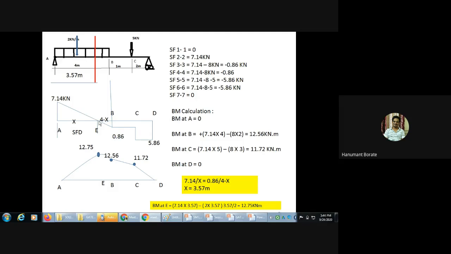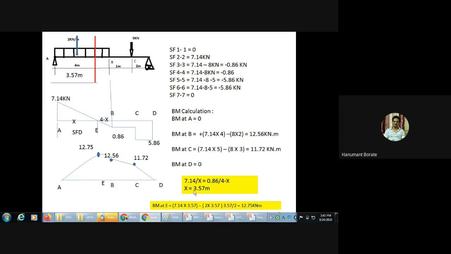If we solve by the similar triangle property, height by base: 7.14 is the height of the first triangle and the base is x, so 7.14 by x, equal to the height of this triangle, 0.86, and the base is 4 minus x, so 0.86 divided by 4 minus x. So we'll get x equal to 3.57 meter. Here don't consider minus 0.86 because we are solving the two similar triangles. So don't take it as minus 0.86. This minus 0.86 is the SF value. Then if we solve this similar triangle, we'll get the x value as 3.57 meter.